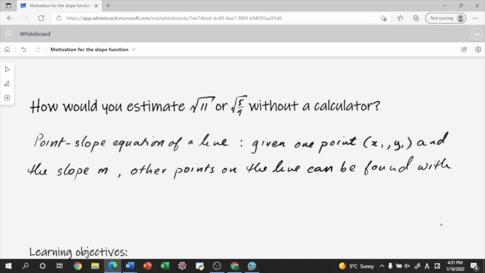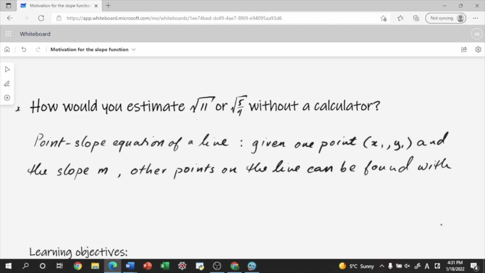Before we even begin the study of calculus, I want to take a look at an important application that we will come back to a few more times in the course. Have you ever wondered how your calculator knows the value of a square root, or of a logarithm, or of a trigonometric function? In this lesson, I'm going to try to motivate the need to find the slope of a function by considering this question that we have over here.